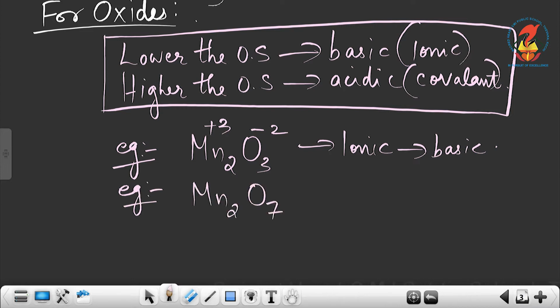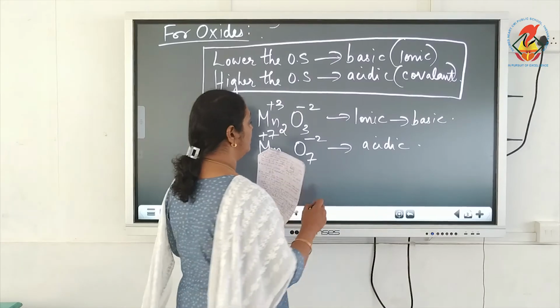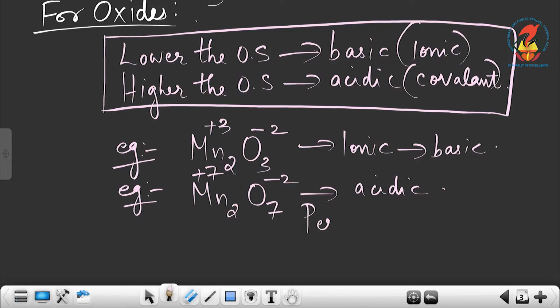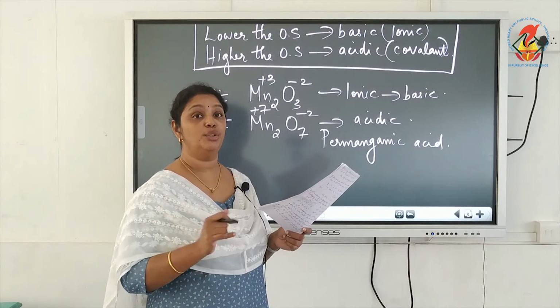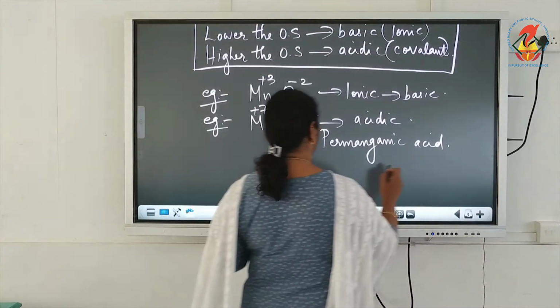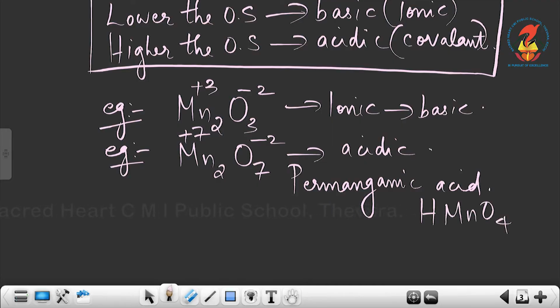Now another example is Mn2O7, where the oxidation number of manganese is +7, which is the highest possible oxidation state. In this case it will be covalent in character, which means it is an acidic oxide. Mn2O7 is an acidic oxide, so it dissolves in water to form an acid, and the acid produced is called permanganic acid. So oxides in lower oxidation states are basic and in higher oxidation states are acidic in nature, and Mn2O7 dissolves in water to form an acid called permanganic acid with formula HMnO4.